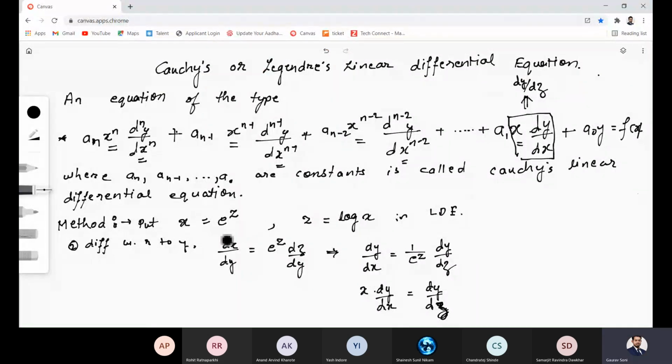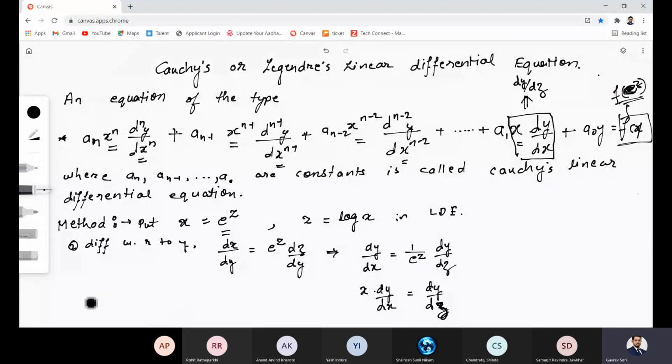Also on the right hand side, what I have done is I have substituted x as e to the power z. So this term will become f of e to the power z. It means that your differential equation will be converted to a new variable, and that will be in terms of z. Similarly, I can substitute this once again, and what I can get is the third one, x square d2y by dx square. If you differentiate this term once again, what we will get is the value for x square d2y by dx square.